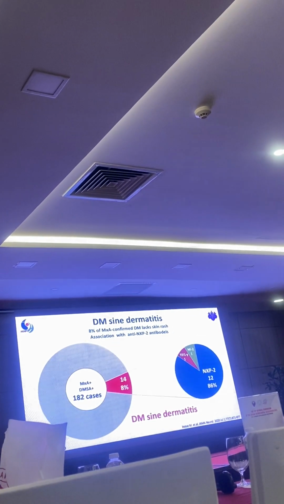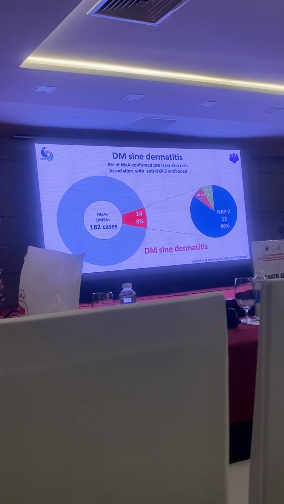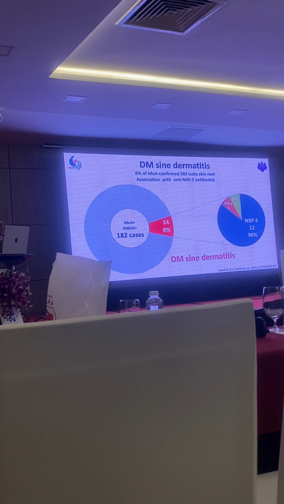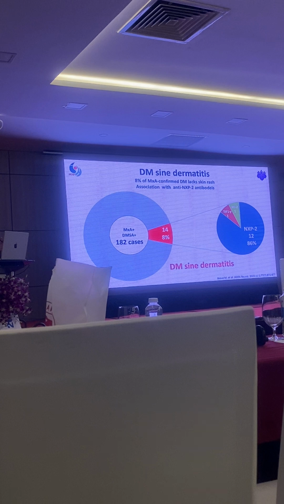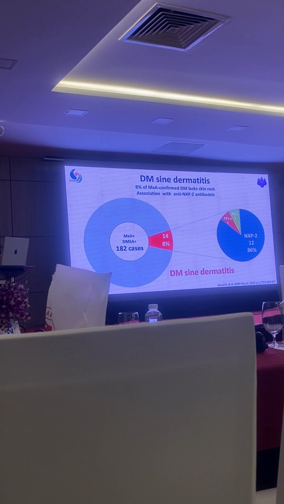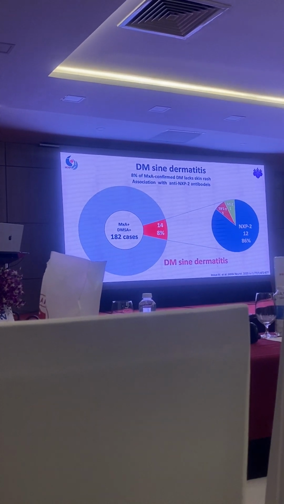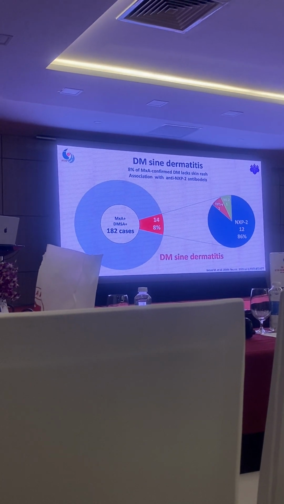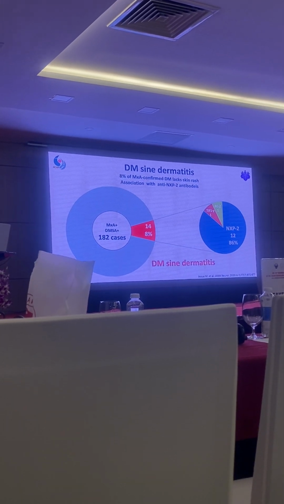Okay. So what is sine dermatitis? Sine means without. So dermatomyositis without dermatitis. It means dermatomyositis without skin rash. Of course, if we talk about this, dermatologists and rheumatologists are unhappy because their definition of dermatomyositis is myositis plus skin rash. So when we talk about sine dermatitis, of course, this is totally unacceptable for them.